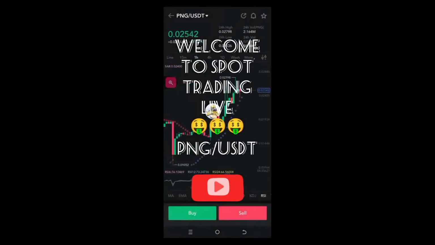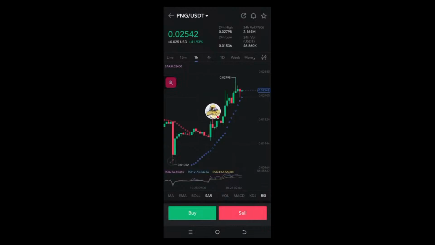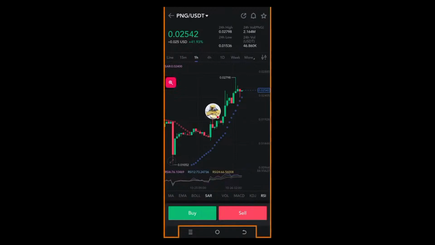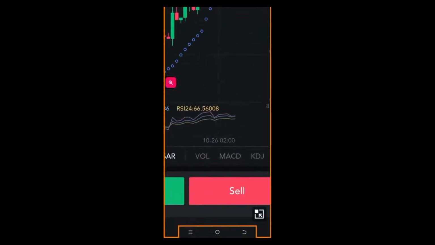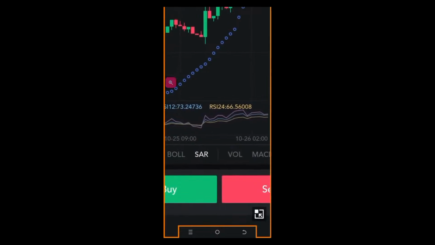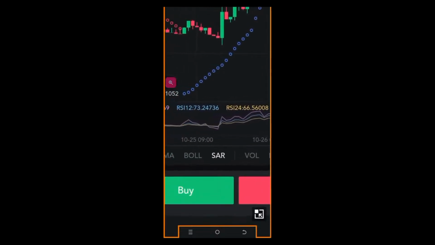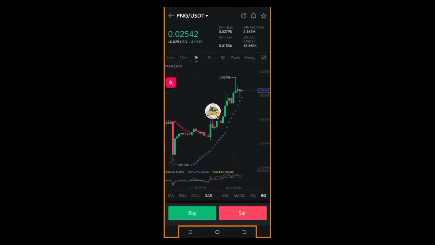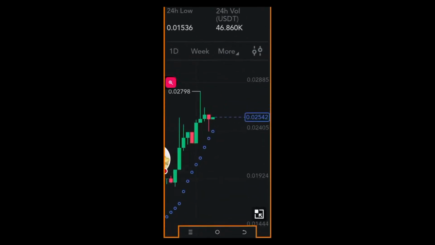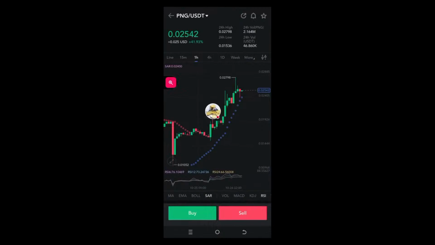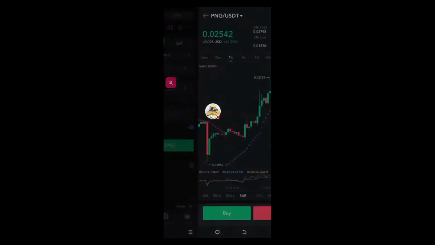Bye. PNG. Okay, maybe I'll look at this PNG. It looks like it's still in pump mode. And let's check RSI. RSI looks like it's still going up. Okay, let's check it out. Let's try this one out. I hope we won't waste too much time here. But it looks like it's still in pump mode. You can see that it's still going up. Well, it had a little pullback, but let's hope that this will be good.